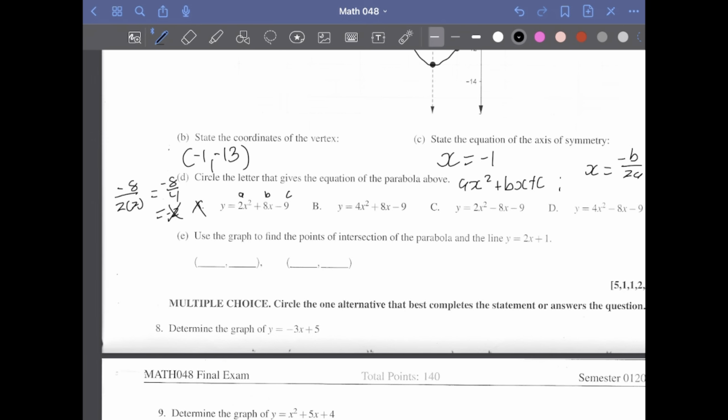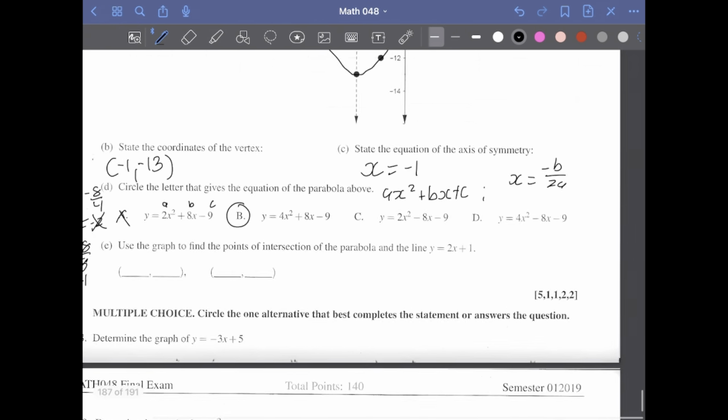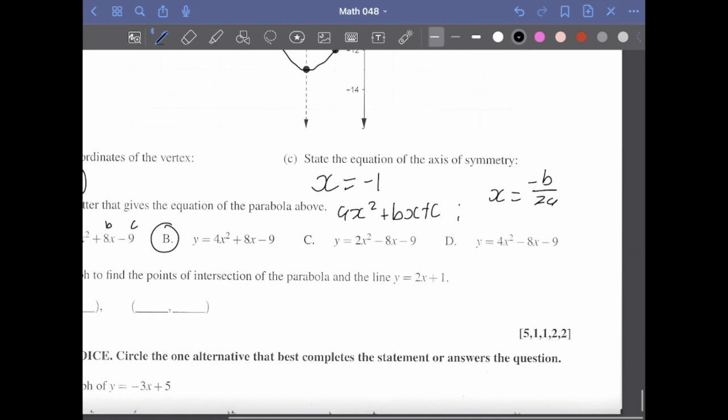B. A, B, and C. B is 8. So that's minus 8 divided by 2 times a, which is 4. So that's negative 8 divided by 8, which is negative 1. Remember, our axis of symmetry is negative 1. B gave us negative 1, so our answer is B. You could still check the next two to see if they're right.